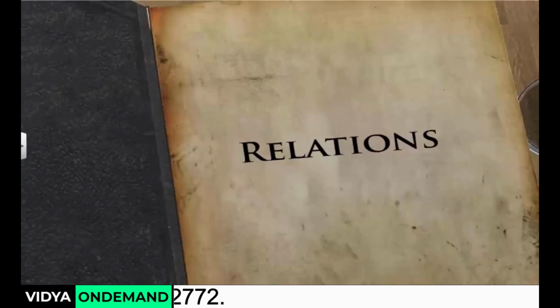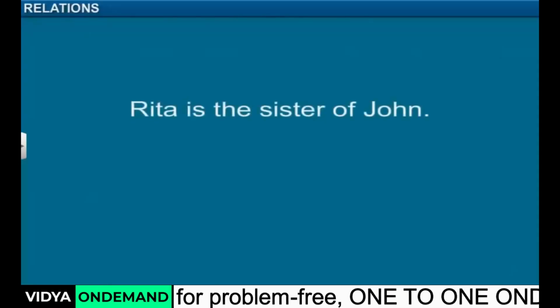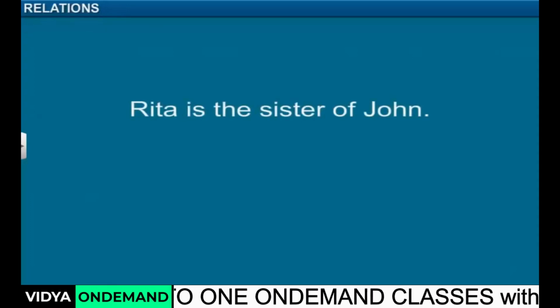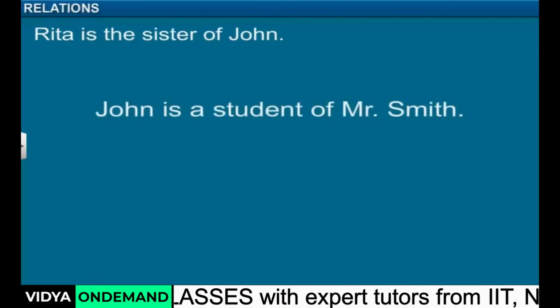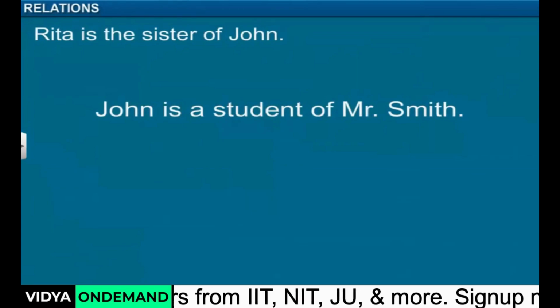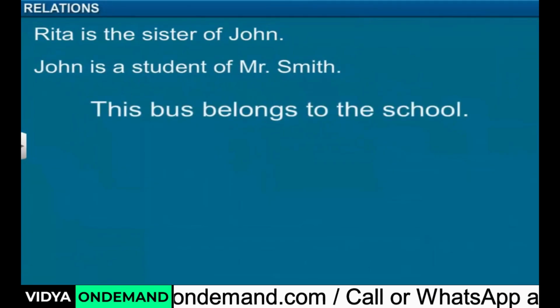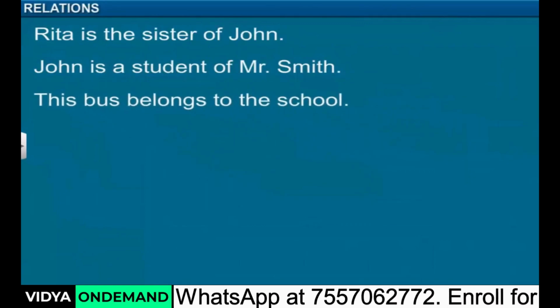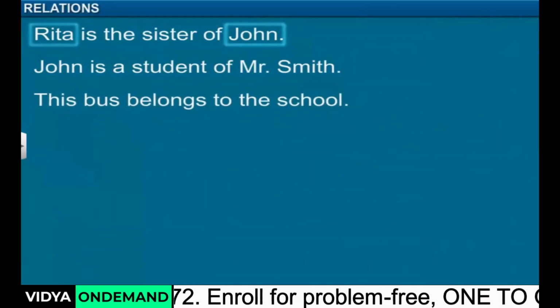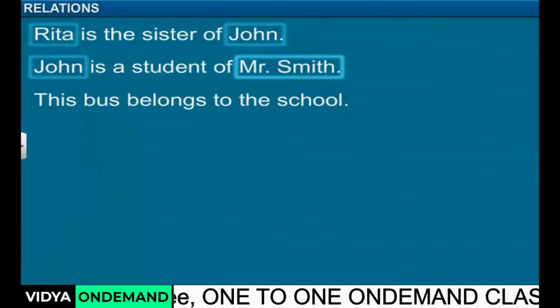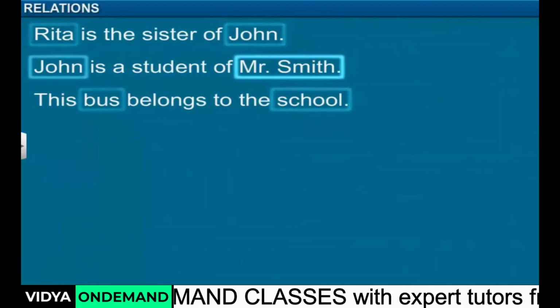In this module, you will learn about relations. Rita is the sister of John. John is a student of Mr. Smith. This bus belongs to the school. In all these statements, one individual or object is related to another by some relationship.